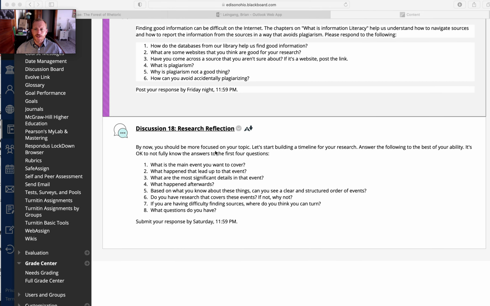Discussion 18, we're looking at building a timeline because that's where we want to start with our research narrative, is looking at here's the event, here's where it begins, here's where it ends. This is everything I can put in between.